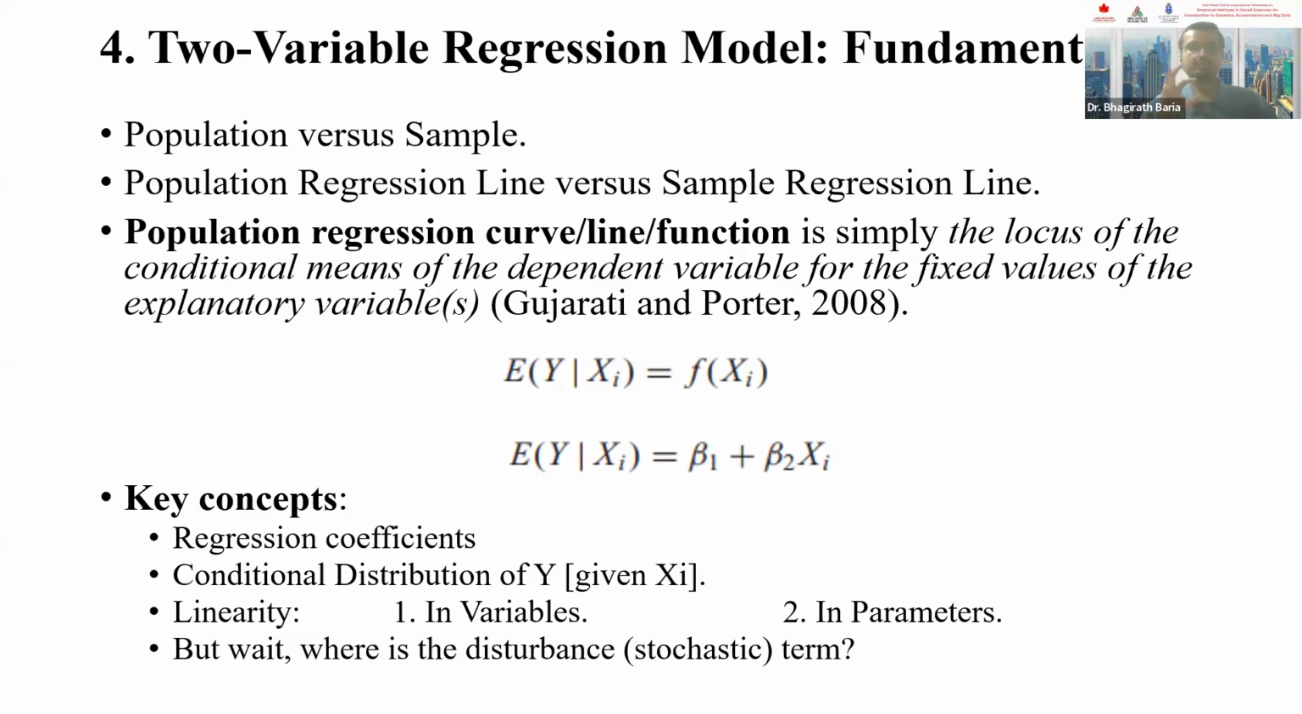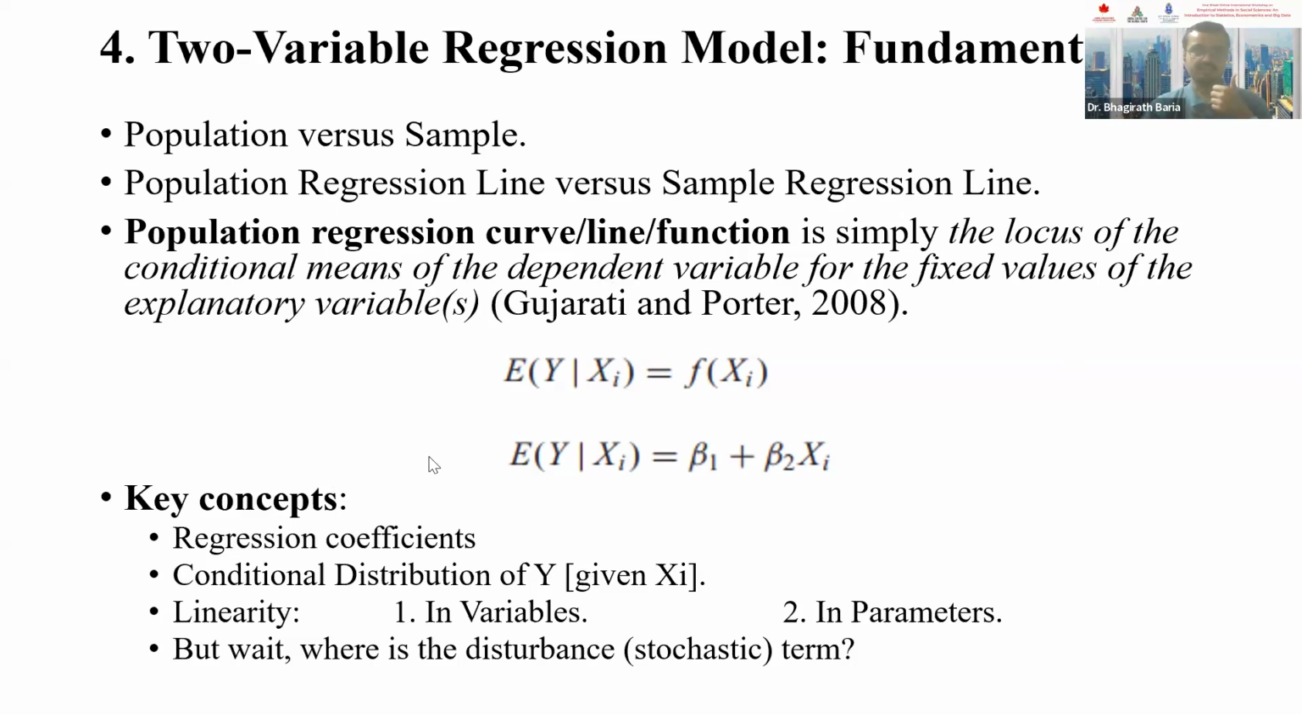So expected value of profit given a corporate tax rate of, say, 10% is equal to beta 1 plus beta 2 into 10%, because corporate tax at that point is 10%. So what is true for all y and x should also be true at each observation, for each level of observation. This is a very fundamental idea behind regression. So this is the population regression idea.